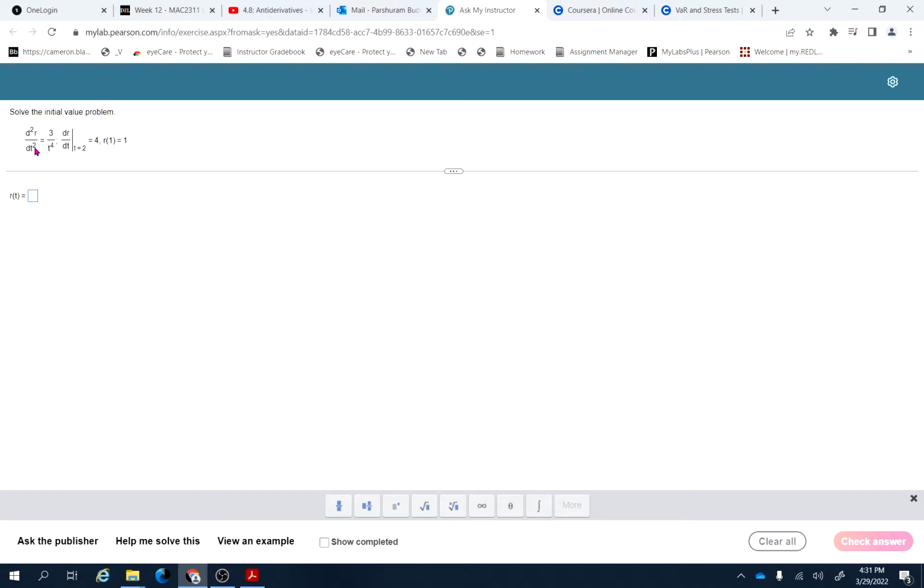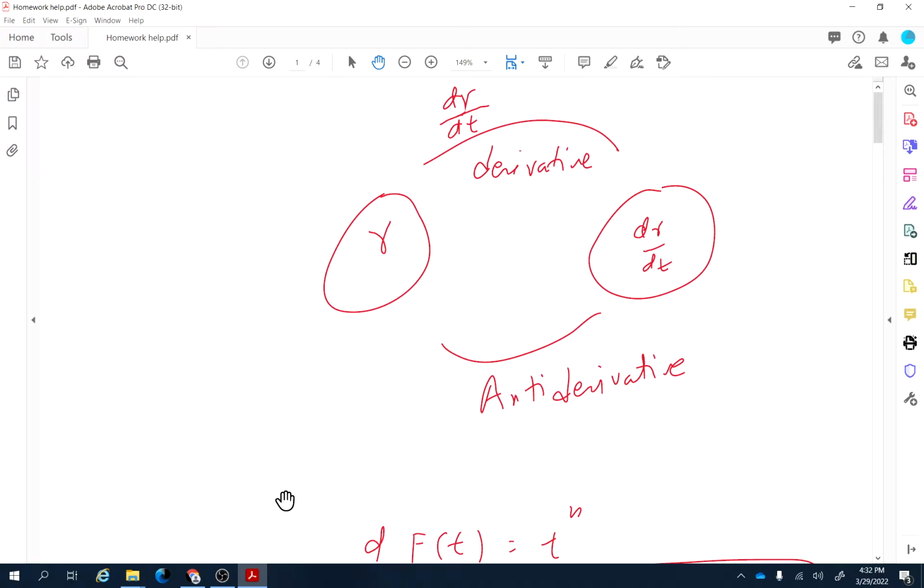So you have the second derivative. From the second derivative, you would like to find the function itself. Here, first of all, you have to understand the relation between the derivative and the antiderivative. If you have a differentiable function, you can find the derivative. But if you want to go back, that's called the antiderivative, the reverse process. You are given the derivative of a function, and going back gives you the value of the function.